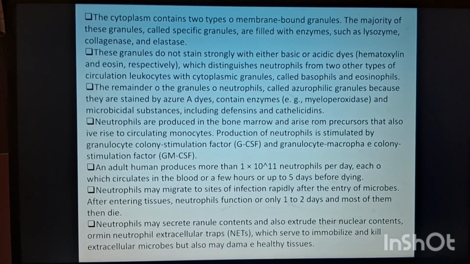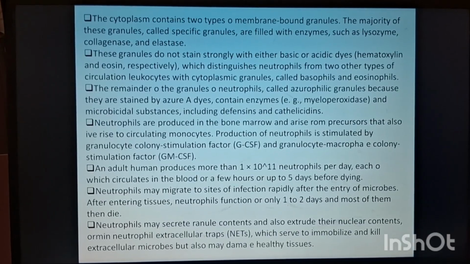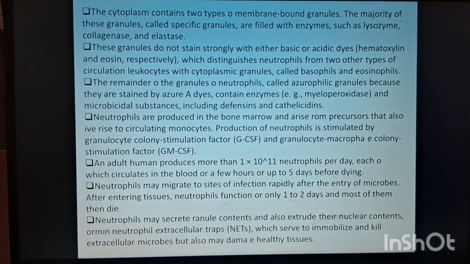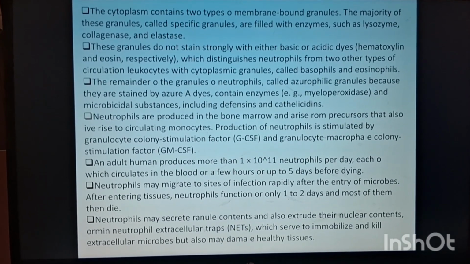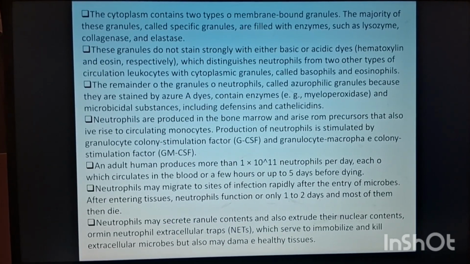This is an important question under the university graduation exams. It is the short note of neutrophil and carries 5 to 10 marks.